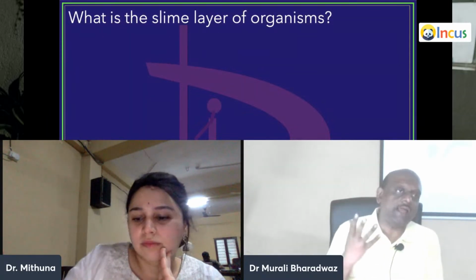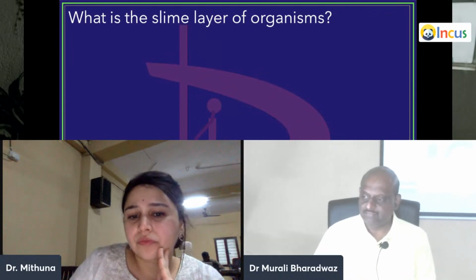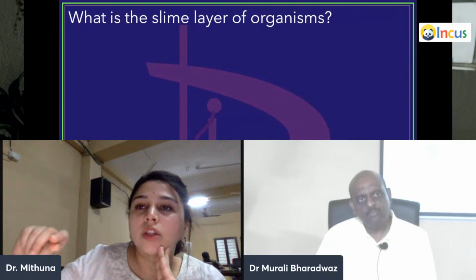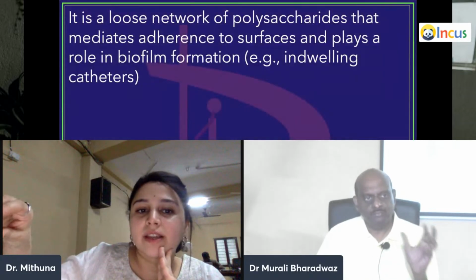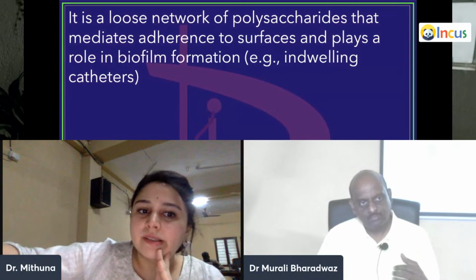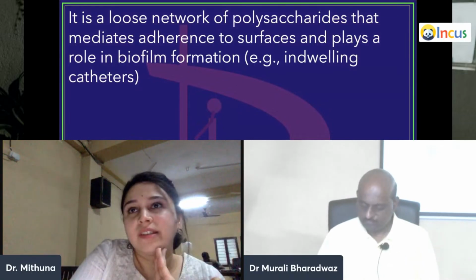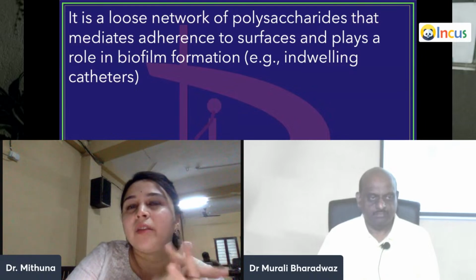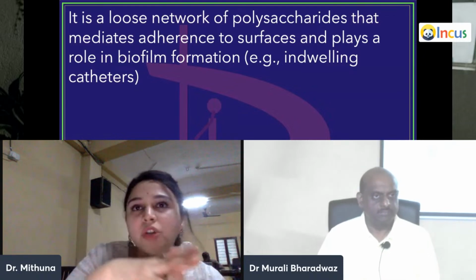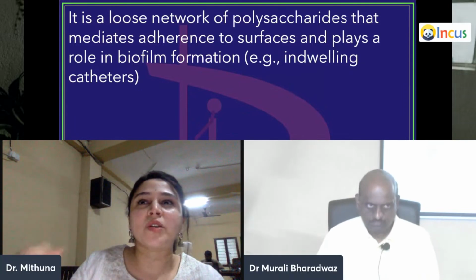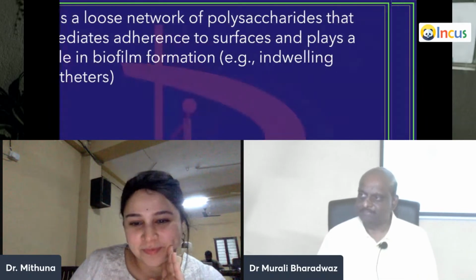What is the slime layer of organism? It is the loose network of layer of polysaccharides which adhere to the surfaces, and it forms a biofilm. Especially, we have just seen an example, Staph epidermidis. So that also produces biofilm. It helps to stay in that environment and cause more ruckus.